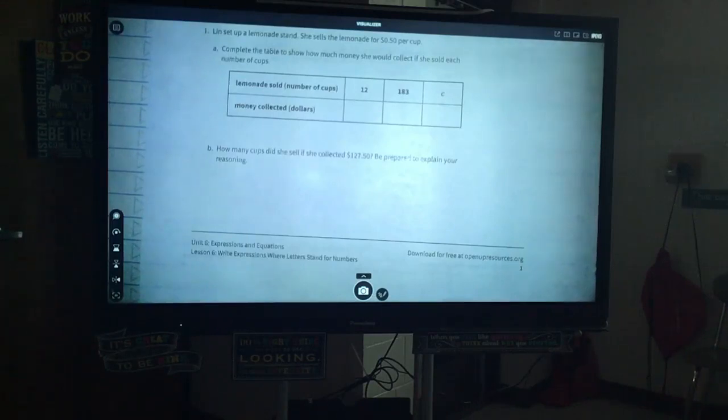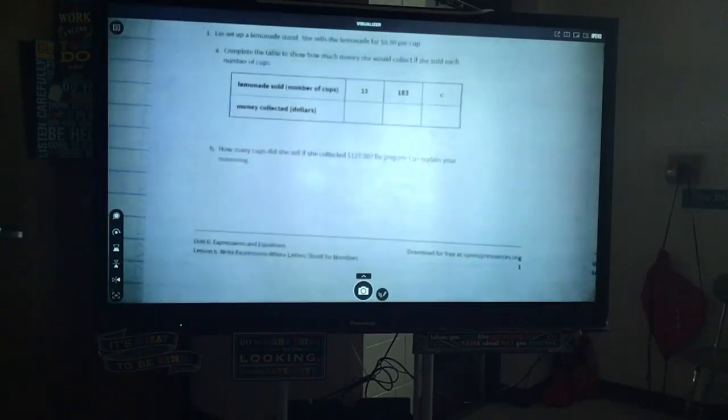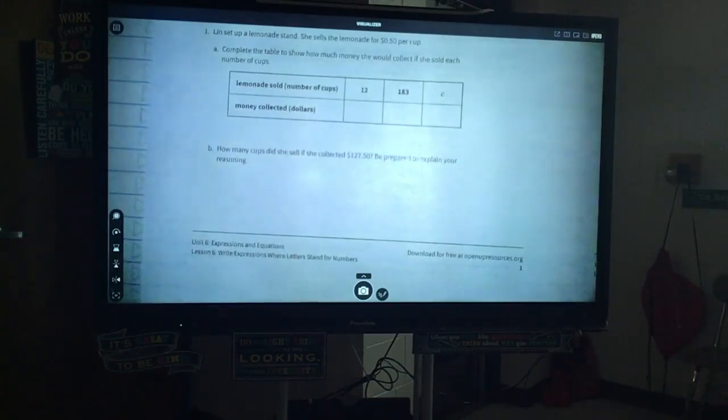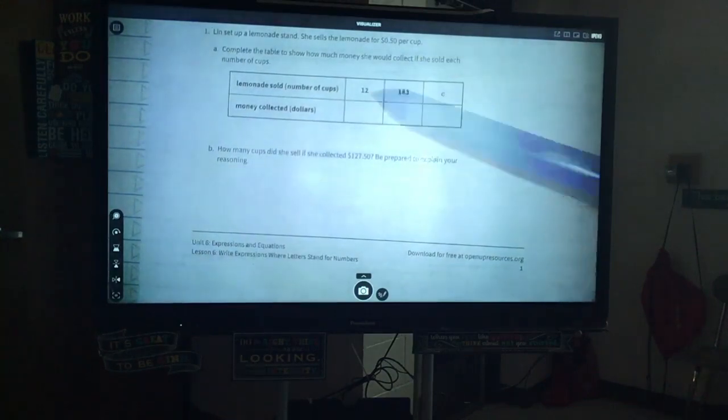6.2, it says, Lynn set up a lemonade stand. She sells the lemonade for 50 cents per cup. Complete the table to show how much money she would collect if she sold each number of cups. All right, so lemonade sold, so 12 cups. What would be the amount of money that she would make?